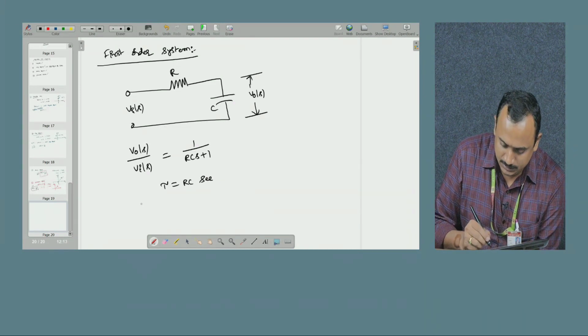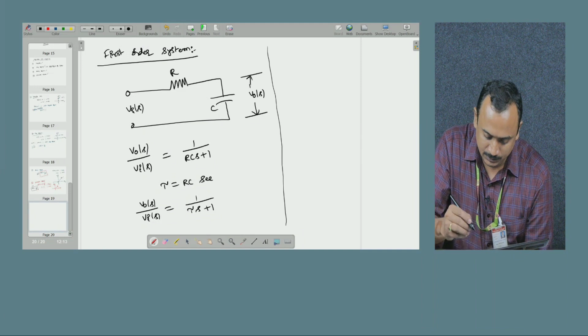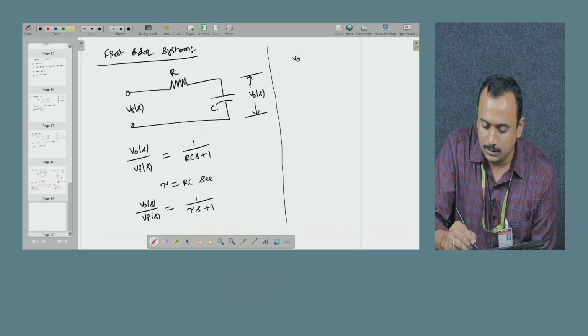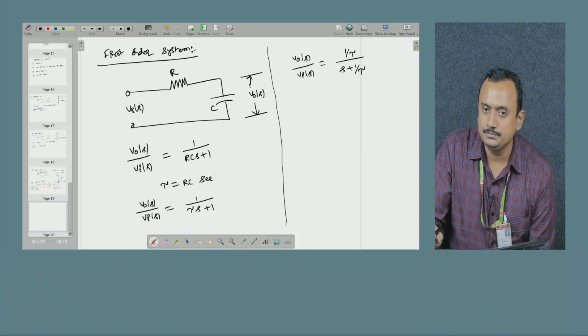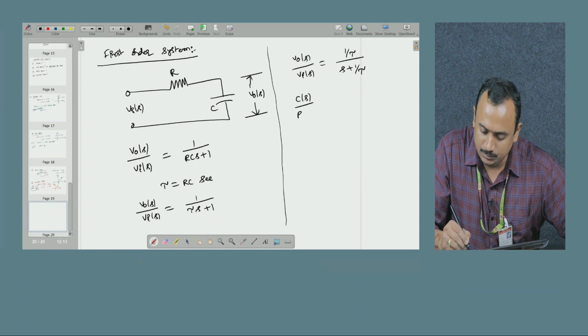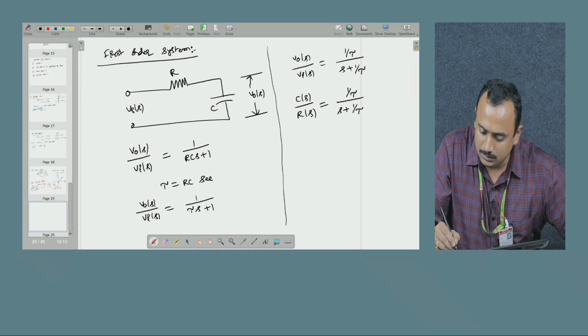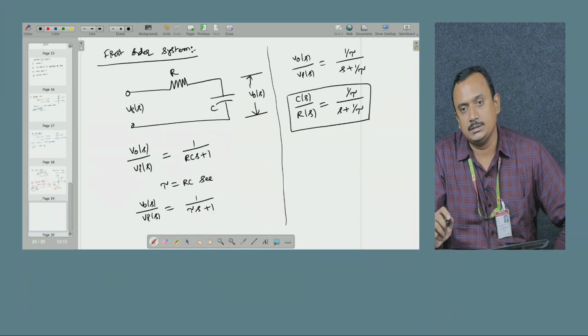Now if I substitute, V naught of S by Vi of S becomes 1 by tau S plus 1. Now by rearranging, V naught of S by Vi of S is equal to 1 by tau by S plus 1 by tau. Normally the output we consider as C of S, the input is R of S, and this becomes 1 by tau by S plus 1 by tau. This is the first order system transfer function.